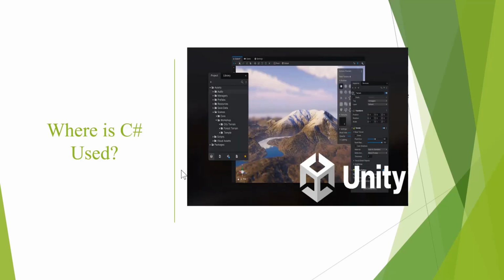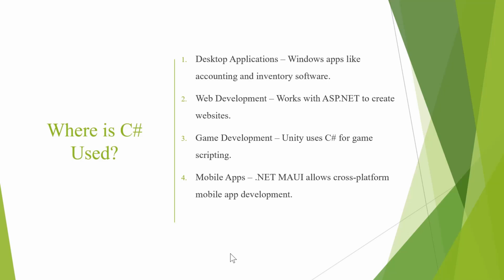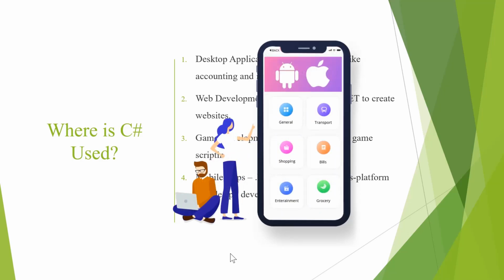One of the most exciting uses of C Sharp is in game development. The Unity game engine, which powers thousands of popular games, uses C Sharp as its primary scripting language. With .NET MAUI, you can use C Sharp to build cross-platform mobile applications that run on both iOS and Android.